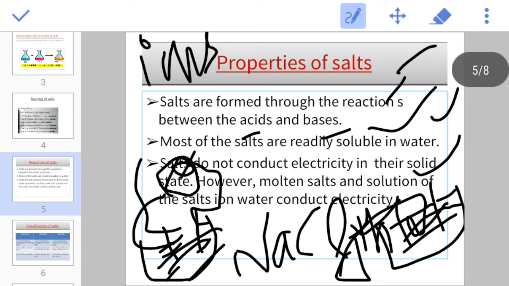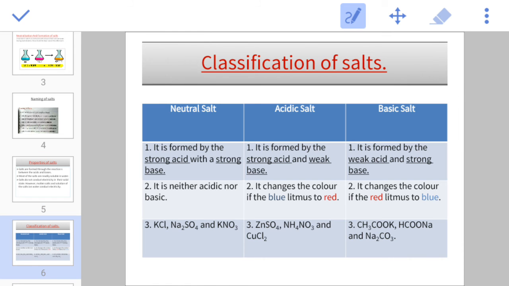The next one, properties of salt. Salts are formed through the reaction of acid and base. Most of the salts are readily soluble in water. They do not conduct electricity when they are in solid form, and in molten state. Molten means here liquid state. When we melt anything with a high temperature, that is called molten state. And in this state it converts into ionic form, which helps to conduct electricity.